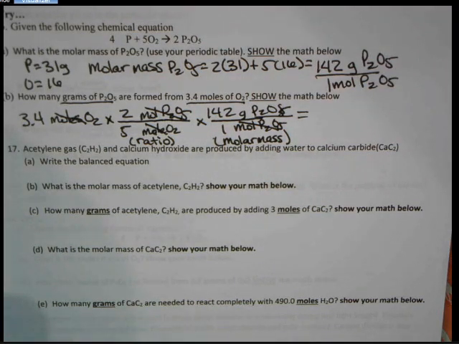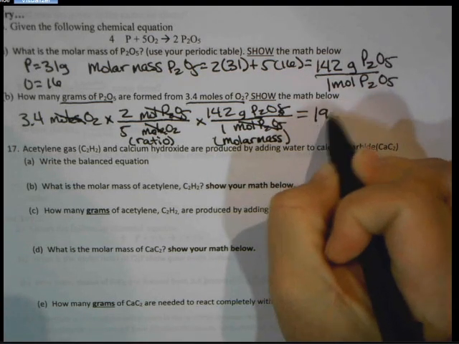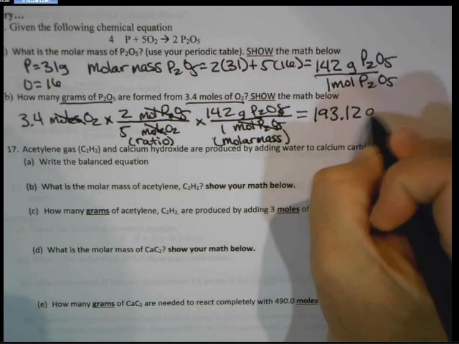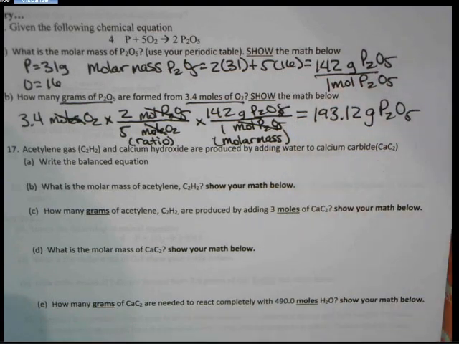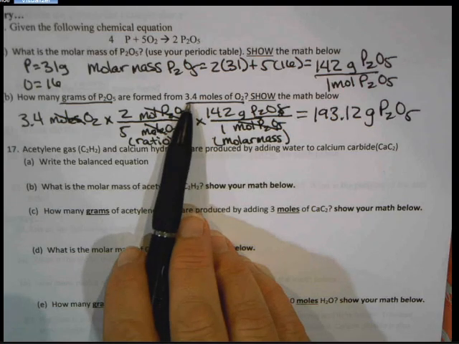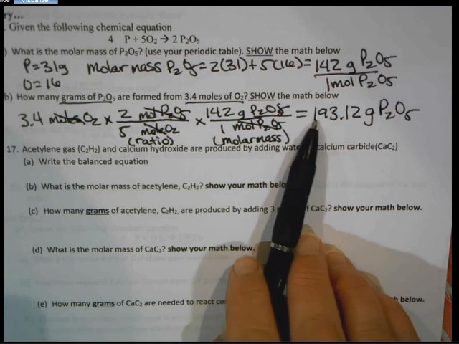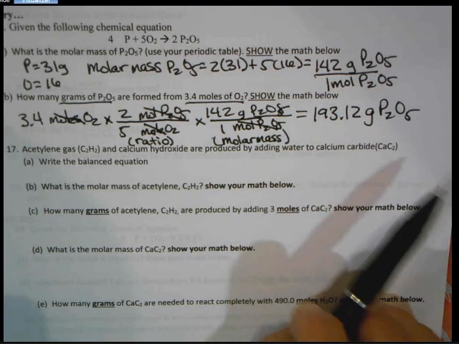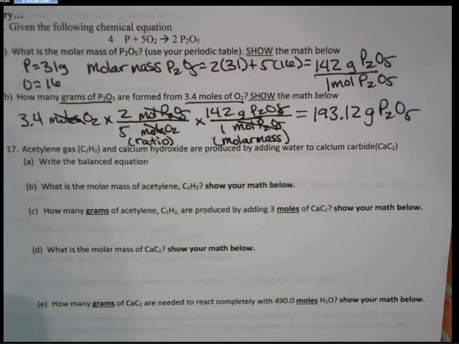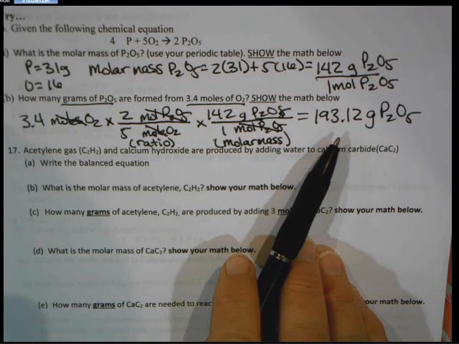So if I take 3.4, times it by 2, divide by 5, and then times by 142, divide by 1, I should get 193.12 grams of P2O5. So what does that mean? That means if I have 3.4 moles of oxygen to start with, I can create 193.12 grams of phosphorus oxide. No more. That's the most that I can create, okay?